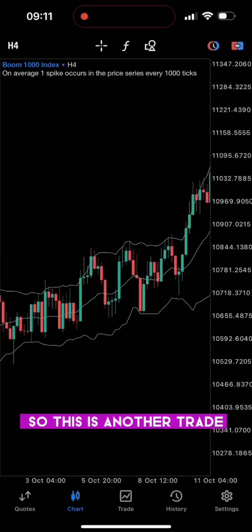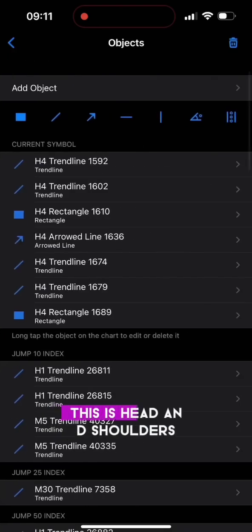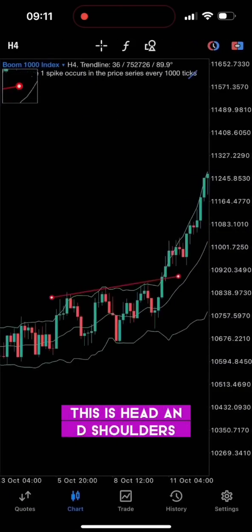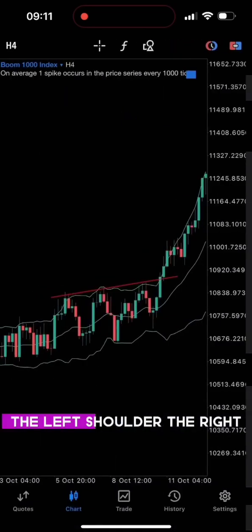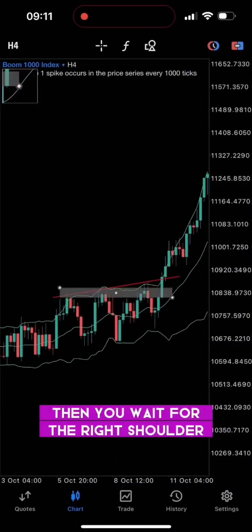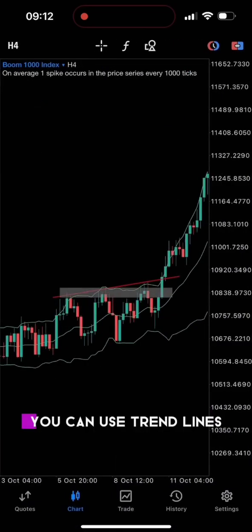So this is another trade. This is a head and shoulders, sorry, a Quasimodo. There is our head in the middle, the left shoulder, the right, then you wait for the right shoulder. You can even use trend lines, right? You can use trend lines.